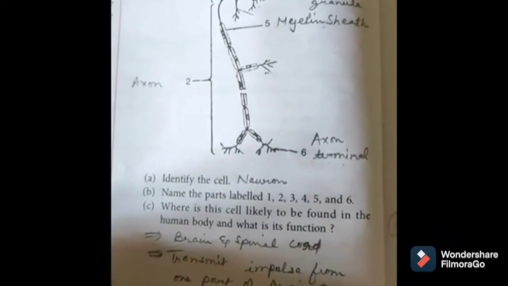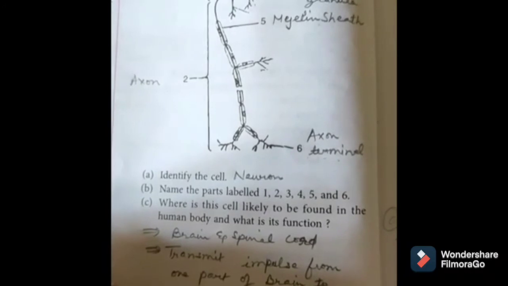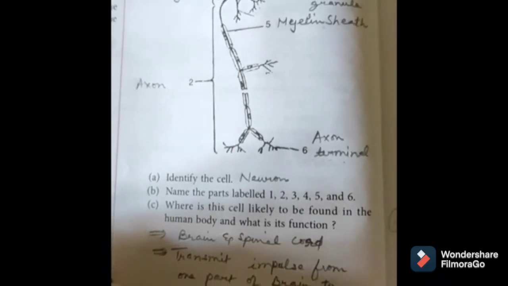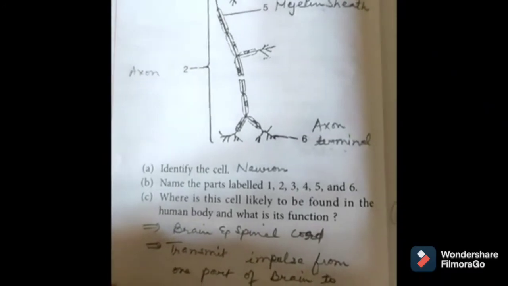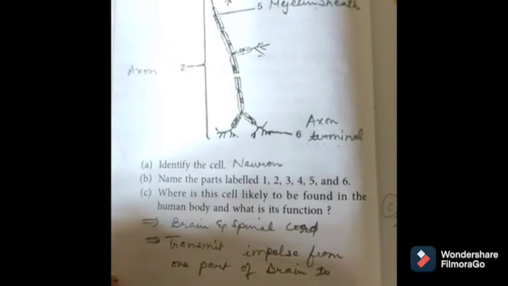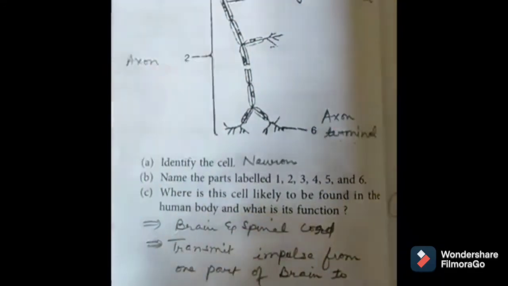Where is this cell likely to be found in the human body? This is found in the brain and spinal cord. And its function: it transmits impulses from one part of the brain to another, or you can say from one part of the body to another part of the body. Right?